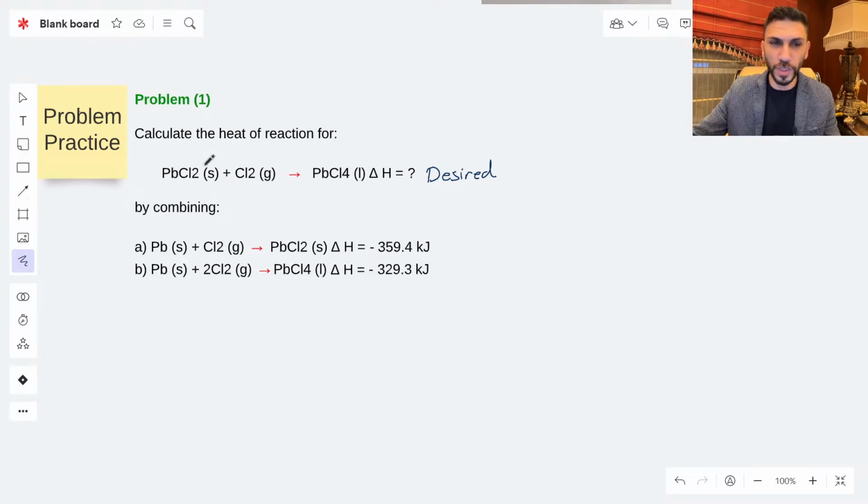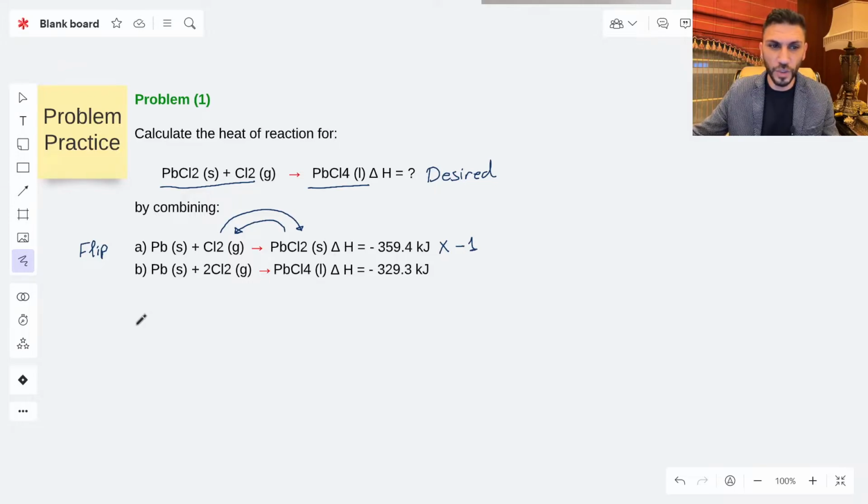Now, what we need to do is always check the reactants, what do we have, and the products, what do we need to have. In reaction A, as you can see, we have 1 mole of PbCl2 in the products, but we needed 1 mole in the reactants. So I'm going to flip reaction A. Flipping reaction A means that the products become the reactants and the reactants become the products. Whenever we flip the chemical reaction, we need to multiply everything by negative 1, including the delta H.